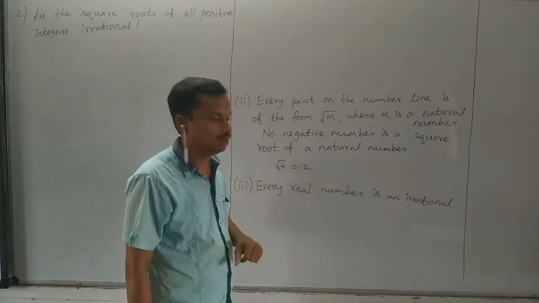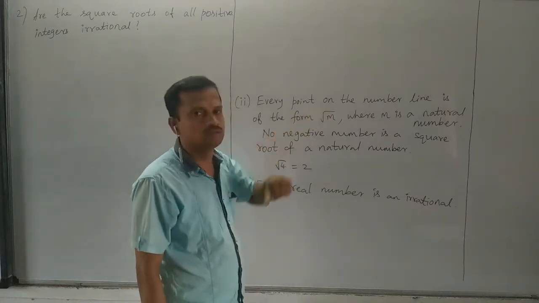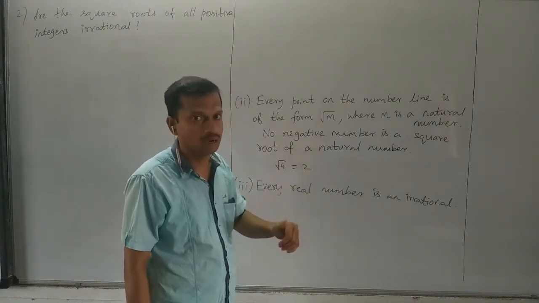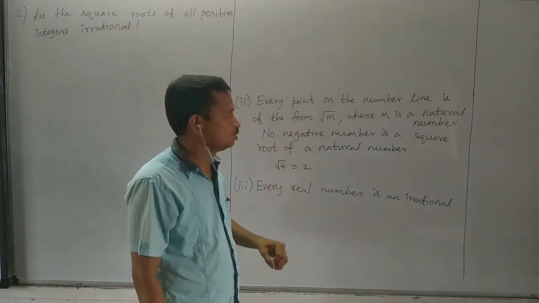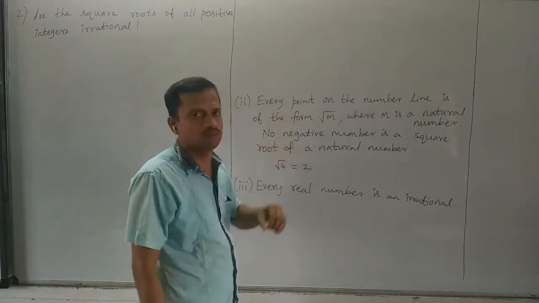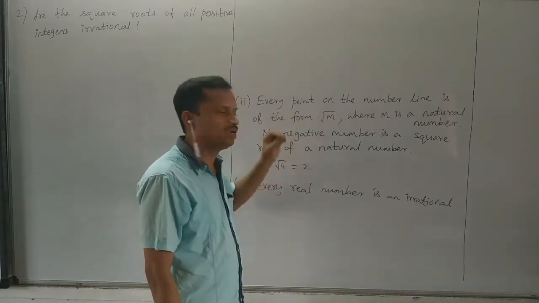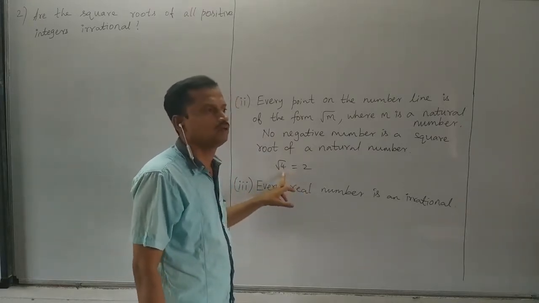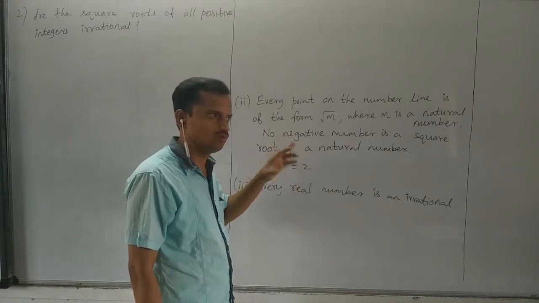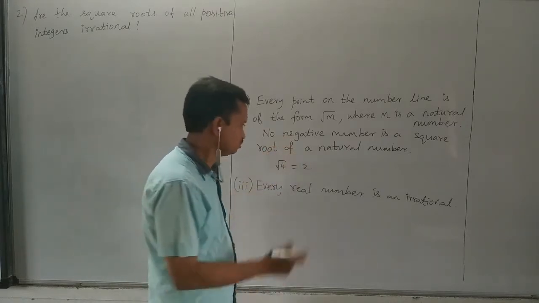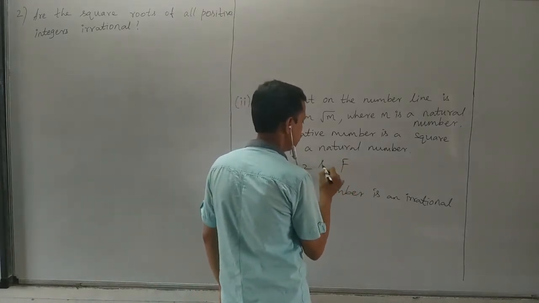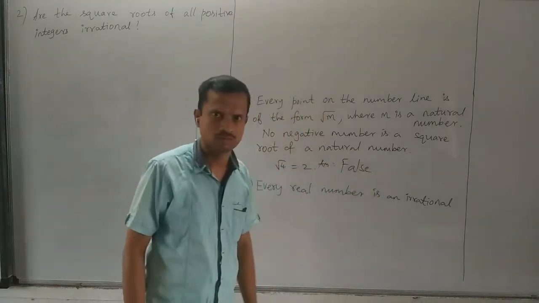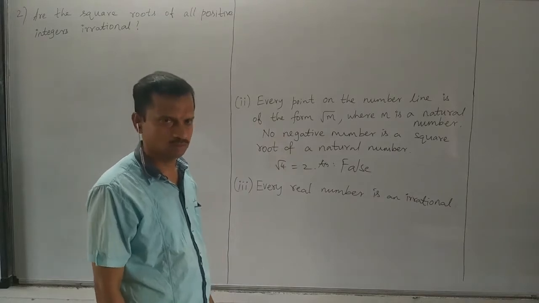The answer should be positive. But on the number line there are negative numbers also. So every point, any point, means negative numbers will also come. But here, when we take the square root of a natural number, we won't get a negative as an answer. So the answer is false. Okay? It's clear to you?